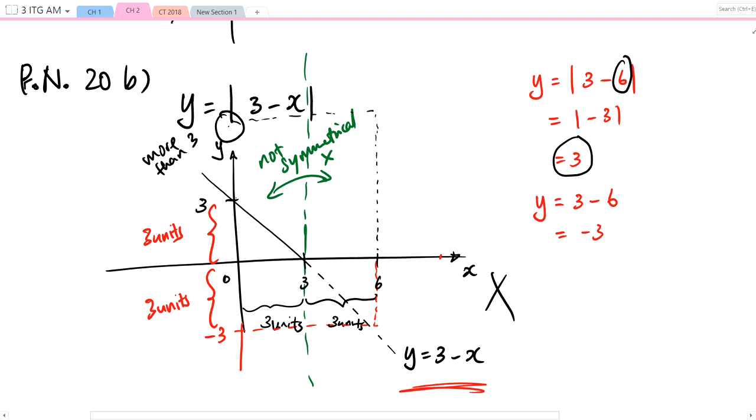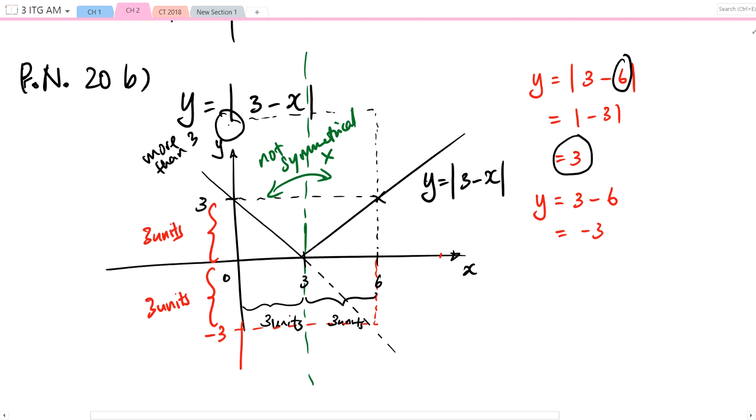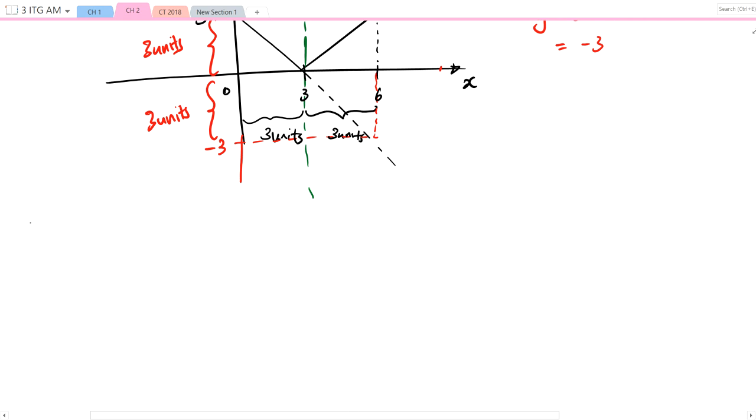So to correct this, we can include another point for our reference. That is, we know when x equals 6, y should be equal to 3. So now we can say for certain that, yeah, this is a good sketch. So label, this is my graph of y equals modulus of 3 minus x. So you got to do practice now 20 part A yourself. Take about 5 minutes for practice now 20A. So pause the video over here.